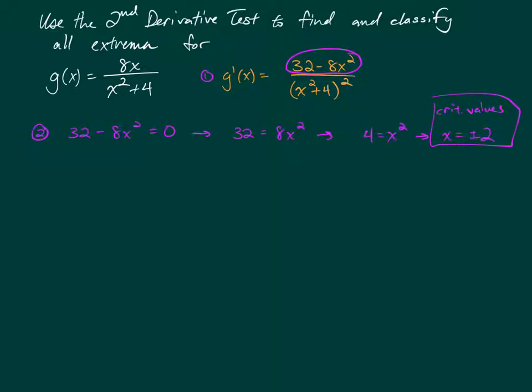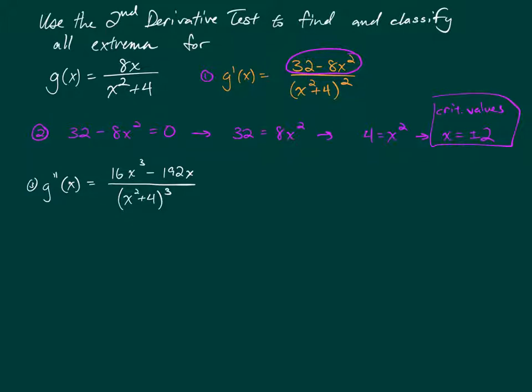And to use the second derivative test, we need a second derivative, first of all, but we also need to evaluate the second derivative at these critical values. So if you will recall, the second derivative, g double prime of x, is 16x cubed minus 192x all over x squared plus 4, the quantity cubed. Now that we have that derivative, we can substitute these values, positive 2 and negative 2, into this function and get some values. And we'll figure out if it's a relative max or a relative min.